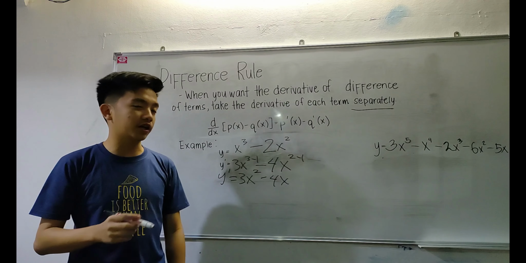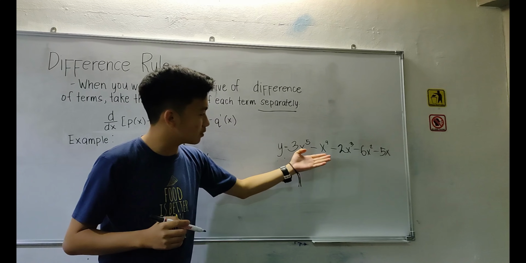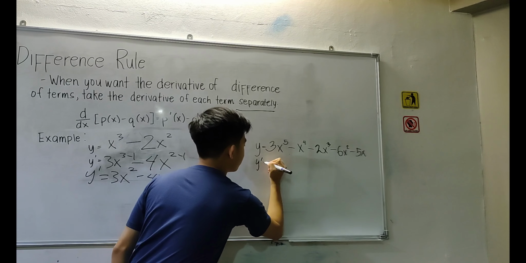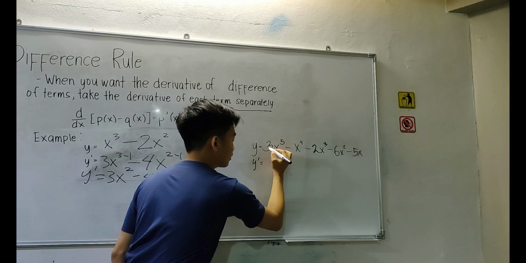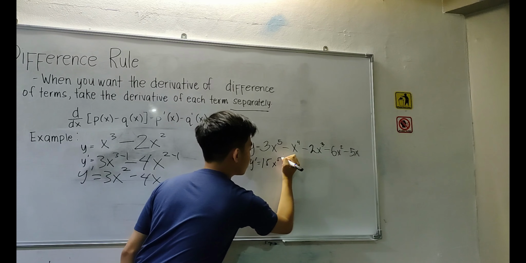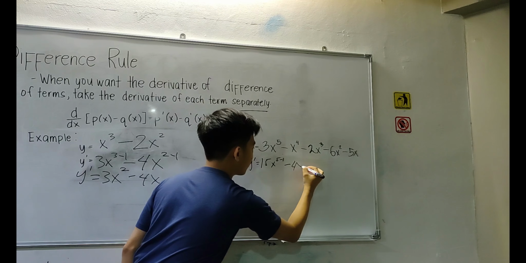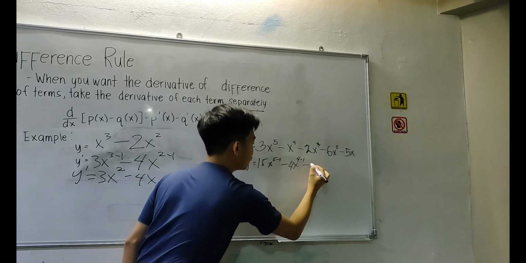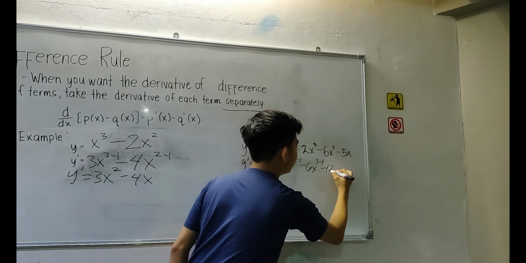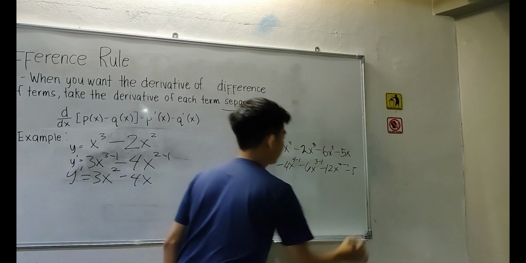Now let's move on to a more complicated problem. y is equal to 3x to the 5th minus x to the 4th minus 2x cubed minus 6x squared minus 5x. So that will be y prime is equal to multiplying the exponent and the coefficient. It will be 15. Copy the variable x, then subtract 1 from the exponent, minus, then copy the exponent. It will be 4x, 4 minus 1, minus 6x, 3 minus 1, minus 12x, 2 minus 1, and minus 5.